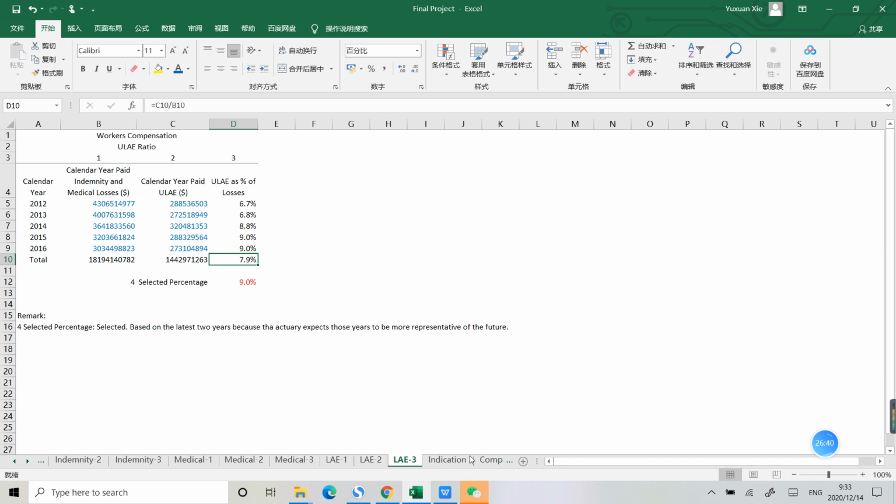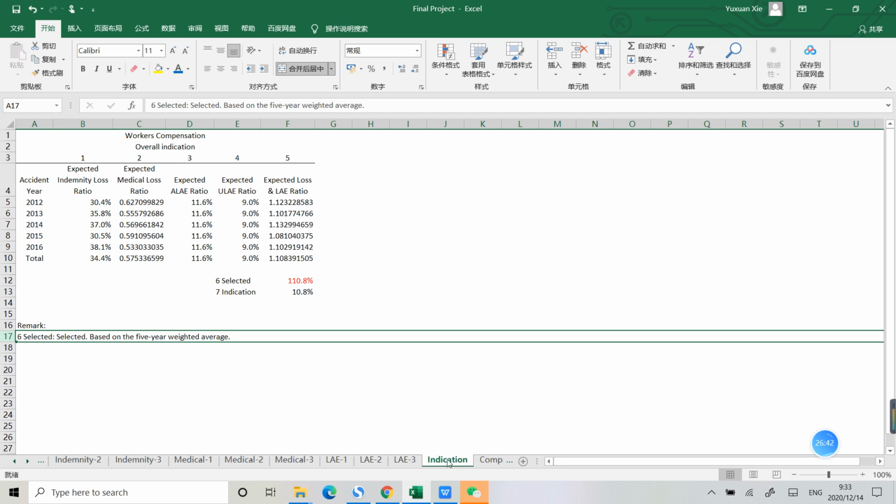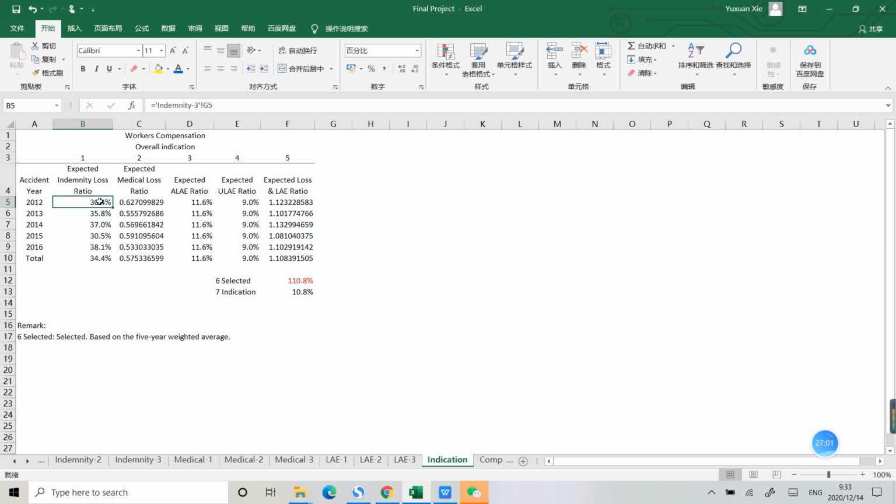Okay, the next sheet is indication. This exhibit brings together the results from the previous exhibits and calculates the indicated loss cost premium change. So column 1 is expected indemnity loss ratios. It is from the indemnity 3 sheet, and column 2 is expected medical loss ratio.